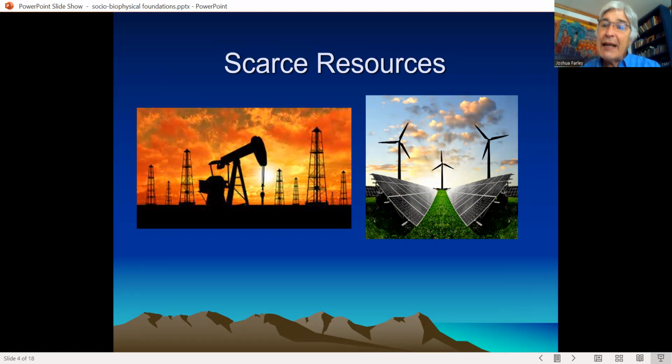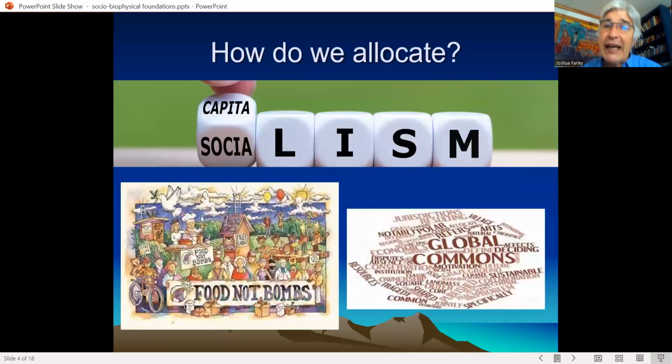So we have to really think about the physical characteristics of the scarce resources we're working with before we can decide how to allocate. How we allocate, I should say, depends on our answers to the prior questions. What are our goals, and what are the scarce resources required to achieve them, and their physical characteristics?